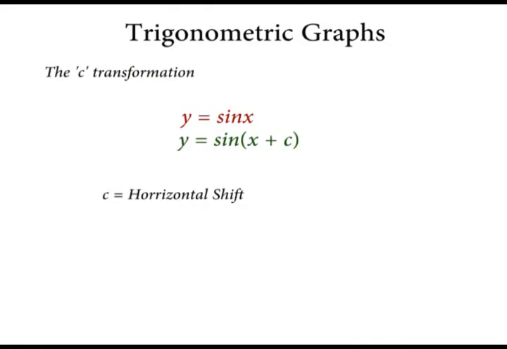The last transformation is the C transformation, where we have a constant C added to the variable, but still inside the function. This transformation produces a horizontal shift, either to the left or to the right. If you remember, the D transformation was a vertical shift. Positive D shifted the graph upwards, and negative D shifted it downwards. In this C transformation, the shift is opposite. A positive C shifts the graph to the left, and a negative C shifts the graph to the right. It is the opposite of what many people would expect.